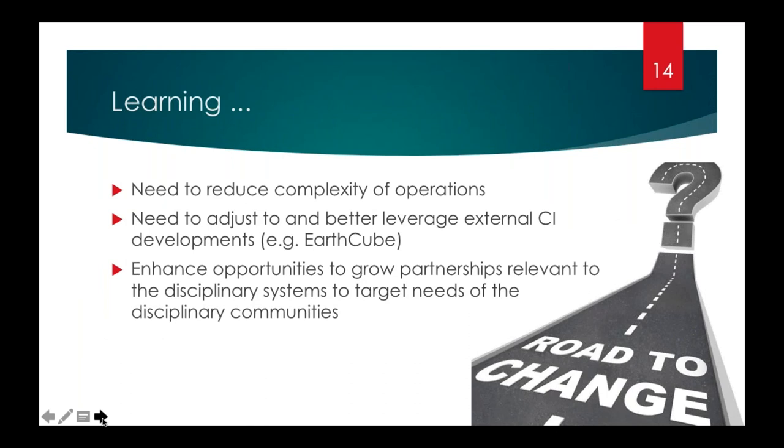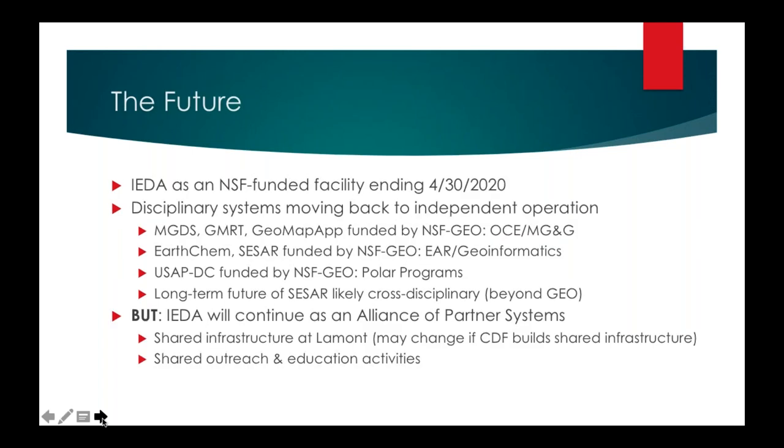And what we learned from it was we need to reduce the complexity of our operations. We need to adjust and better leverage what's already being developed out there. We don't need to develop multidisciplinary search and discovery when others are already doing it, be it EarthCube, be it DataONE, and so on. Why do we need to invest here? And we needed to enhance opportunities to build better partnerships for the actual disciplinary systems so that we could better serve these communities.